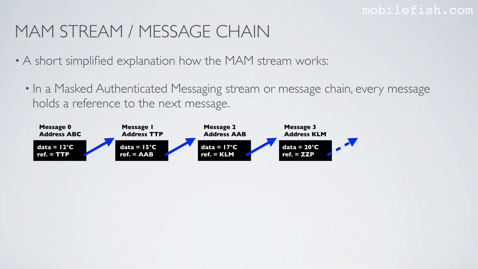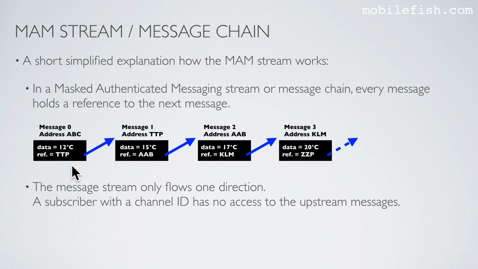In a Masked Authenticated Messaging stream or message chain, every message holds a reference to the next message. This is message 0, 1, 2, and 3. Message 0 holds the reference TTP to the next message, TTP. Message 1 holds the reference AAB to the next message. Message 2 holds a reference to the next message, and so on. The message stream only flows one direction. A subscriber with a channel ID, for example, address AAB, has no access to the upstream messages, these messages.